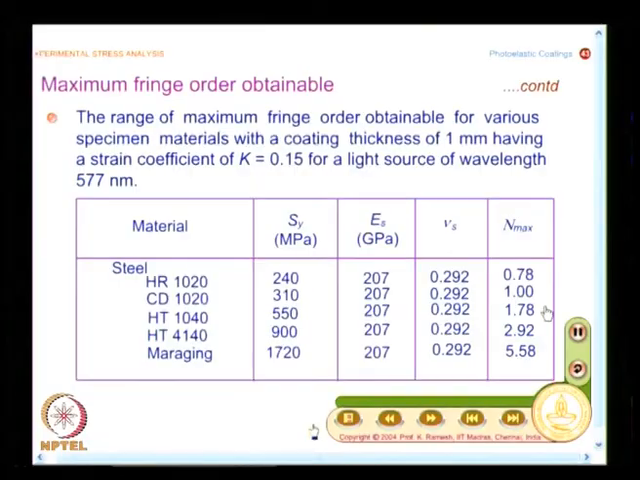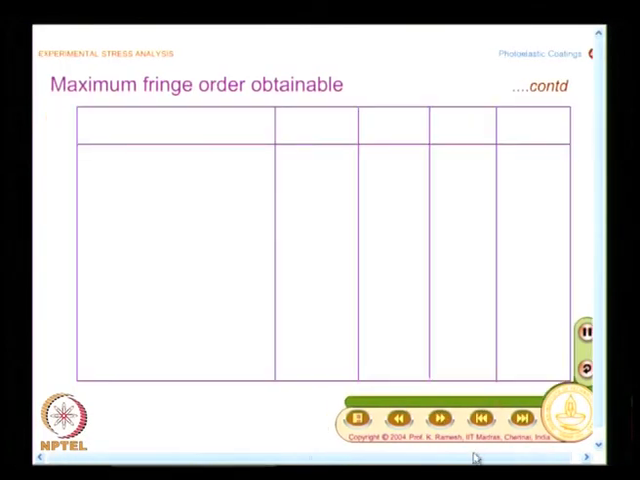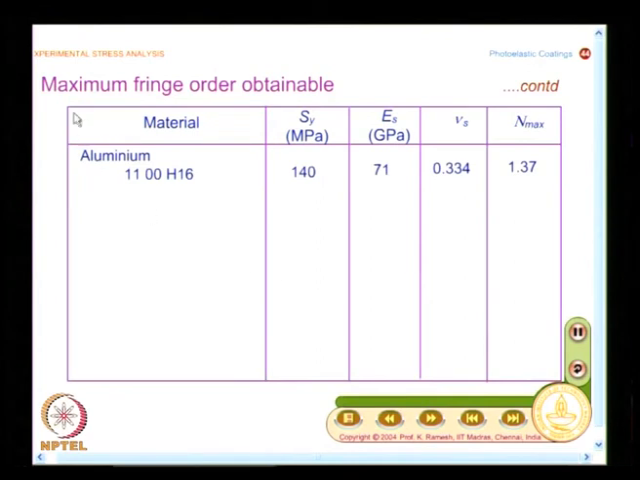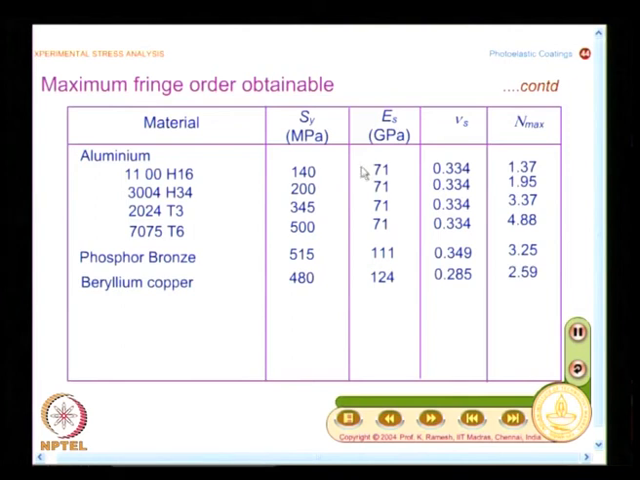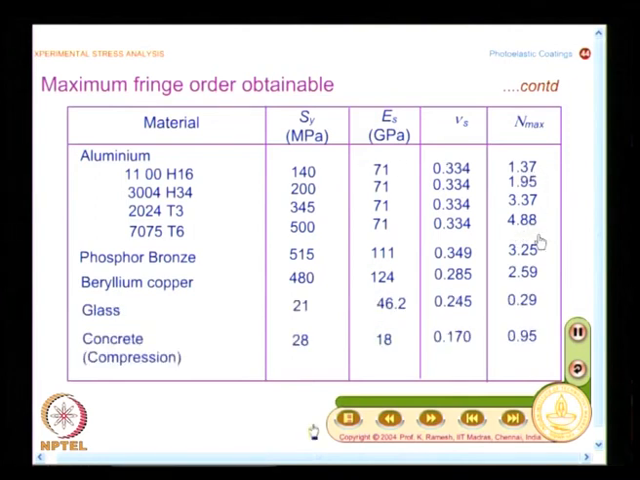And I also have this table for some more materials. The idea is to have a picture, the same thing happens in the case of aluminum also. So, aluminum it ranges from 1.37 to 4.88. People also have used photoelastic coating in concrete, and in concrete the maximum fringe order is only 0.95. So, this gives you an indication that in photoelastic coating, the fringes observable are very less. So, it is better you go for white light illumination.